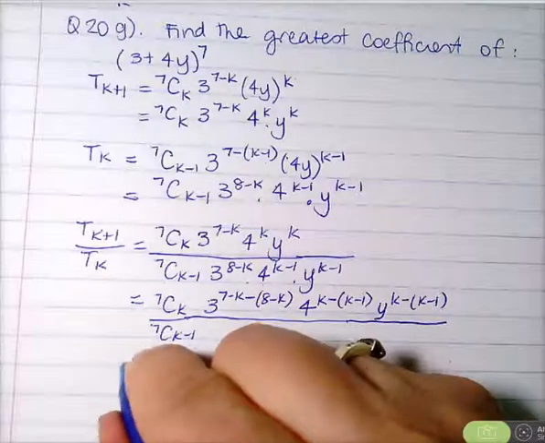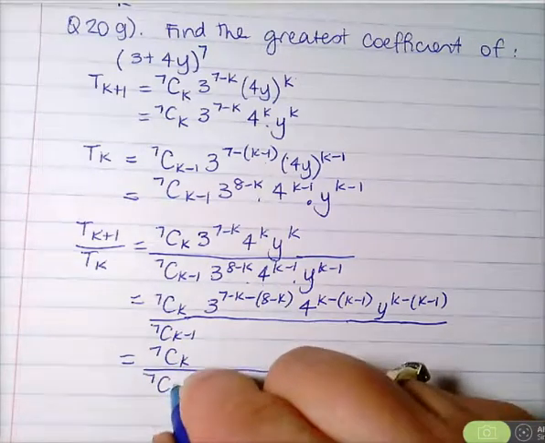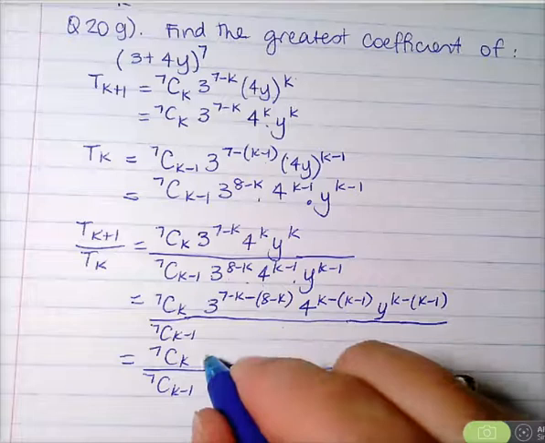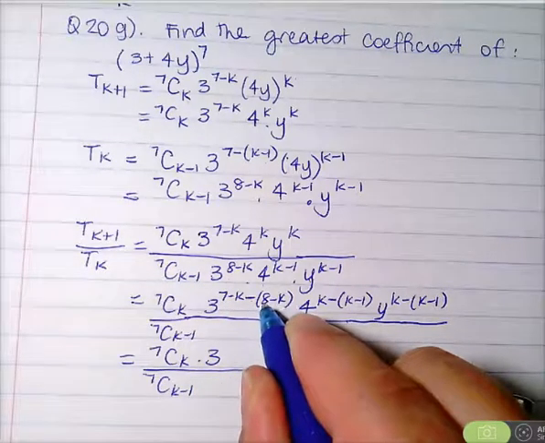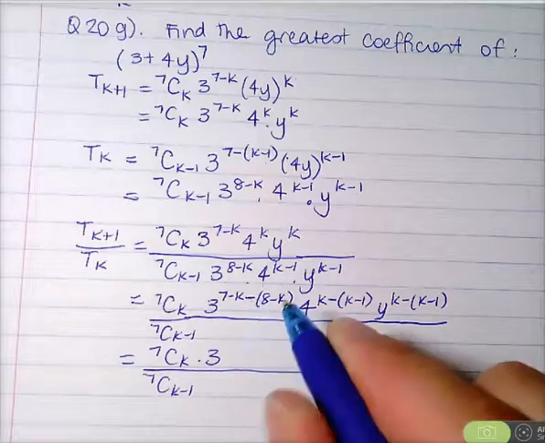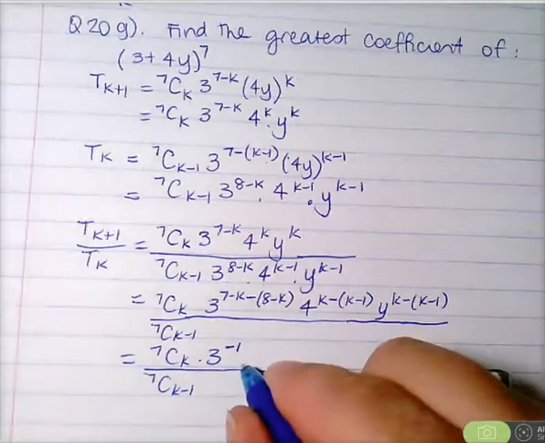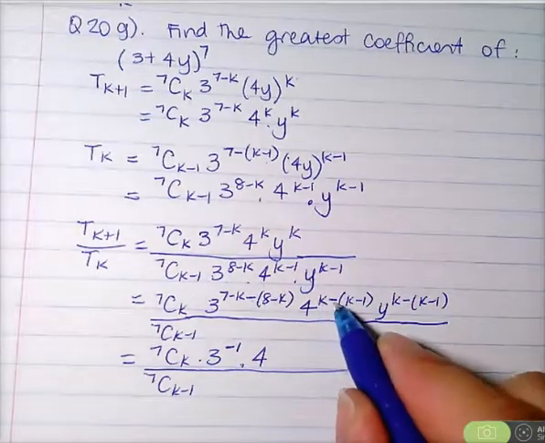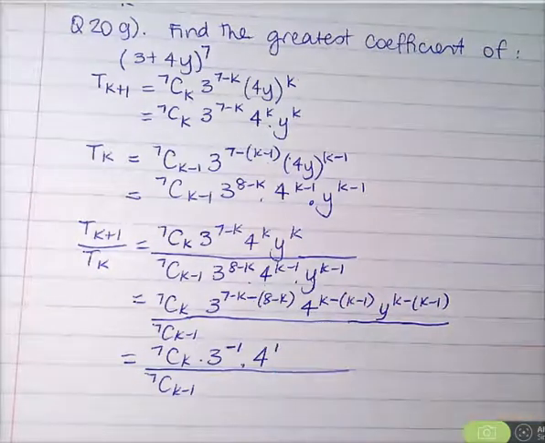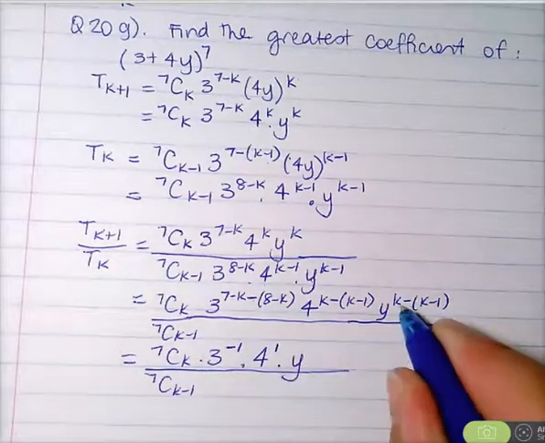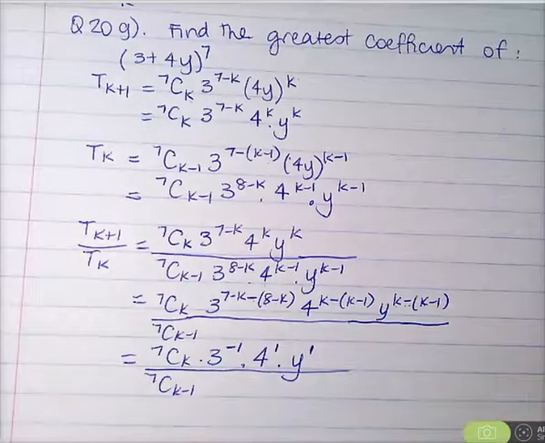And simplifying that, we've got 7Ck over 7C(k-1). We've got 3 to the 7 minus k minus 8, and that will be plus k, so we've got 3 to the negative 1, okay? We've got 4 to the k minus k plus 1, so k minus k is 0, so it'll be 4 to the 1, times y. Now we've got k minus k again plus 1, and we've got y to the power of 1.